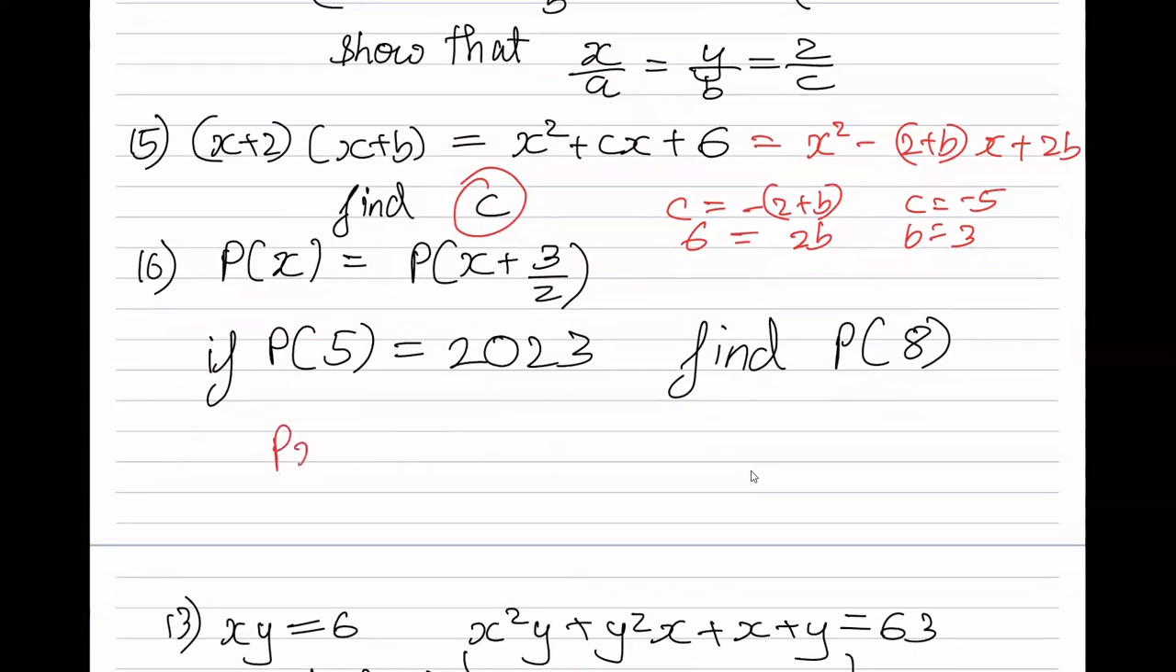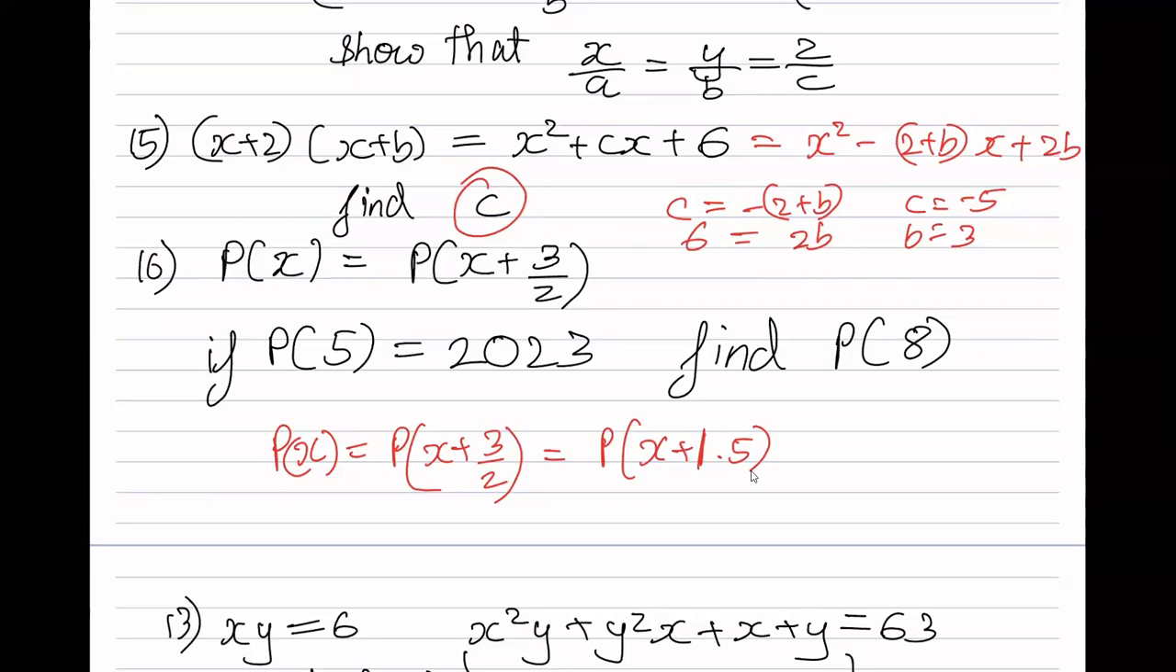P of x is equal to P of x plus 3 by 2. Or we can say that this is the same as P of x plus 1.5. In case you don't know what this notation is, this is saying that you give me some number, and I'll give you some other number as output. This is what we call a function. And whatever number you give as x, I will give the same answer when you give me x plus 3 by 2.